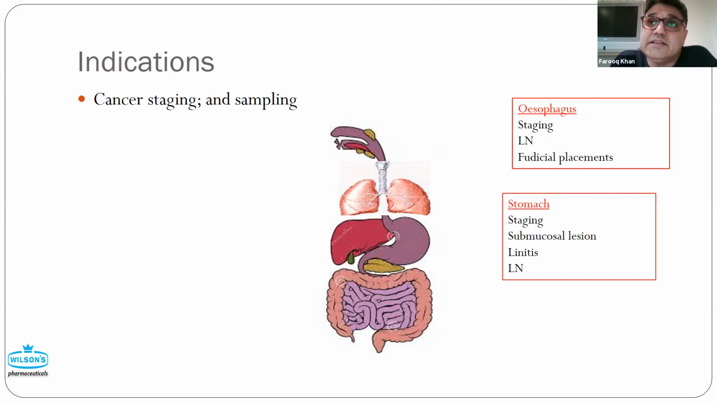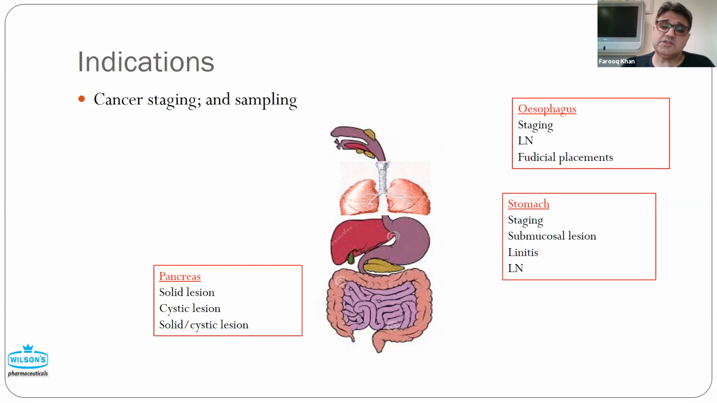I'm sure people have been doing linitis. Our center started doing stomach linitis biopsy a couple of years ago, and I now get one referral from upper GI MDT every 3 to 4 months. Again, lymph nodes.